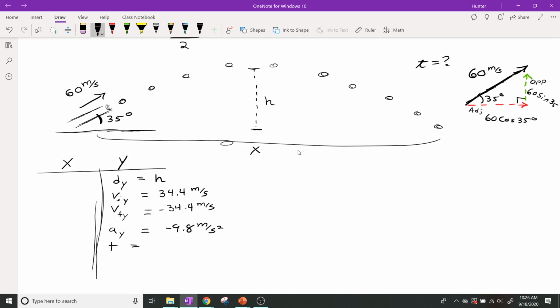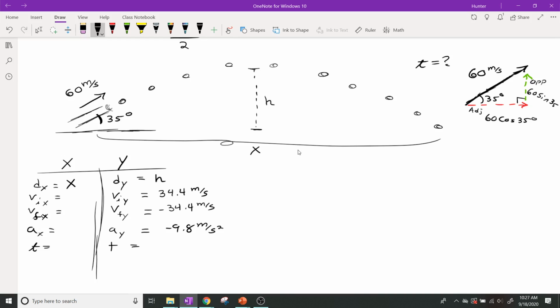The x direction, dx, vix, vfx, sorry. Acceleration in the x direction, and time has no direction. Okay. Dx is the horizontal distance x. Do we have an initial x direction velocity?